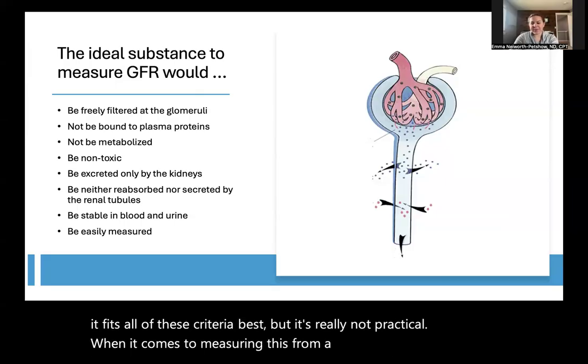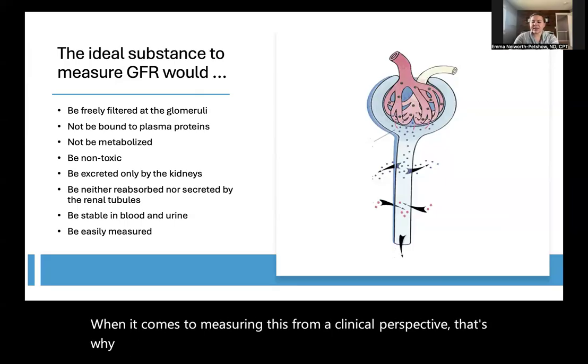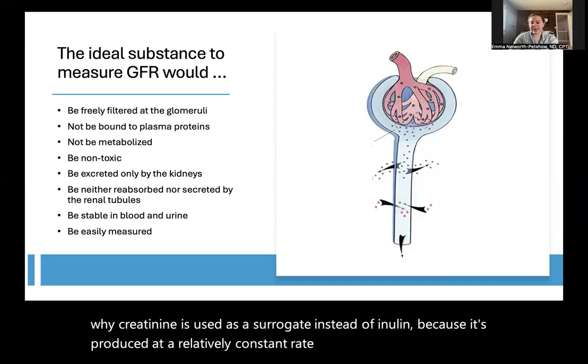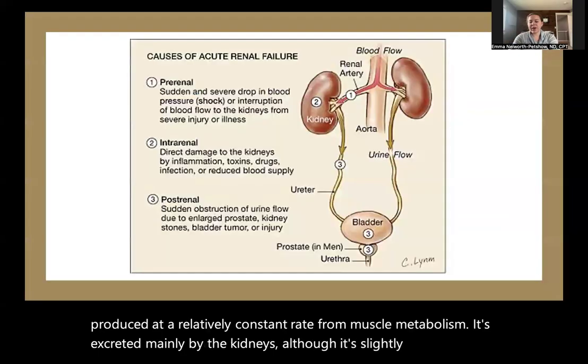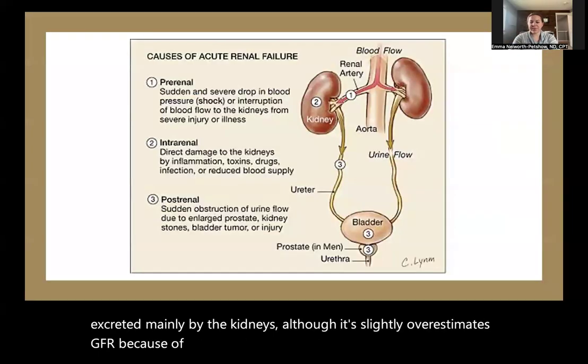when it comes to measuring this from a clinical perspective. That's why creatinine is used as a surrogate instead of inulin, because it's produced at a relatively constant rate from muscle metabolism. It's excreted mainly by the kidneys, although it slightly overestimates GFR because of tubular secretion.